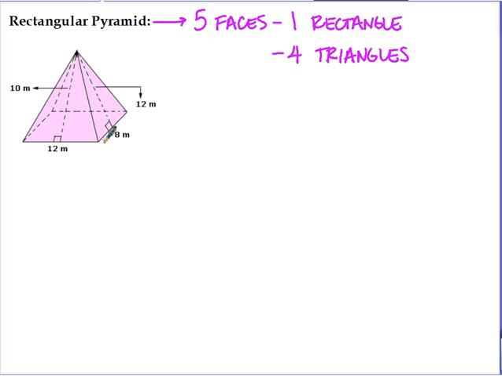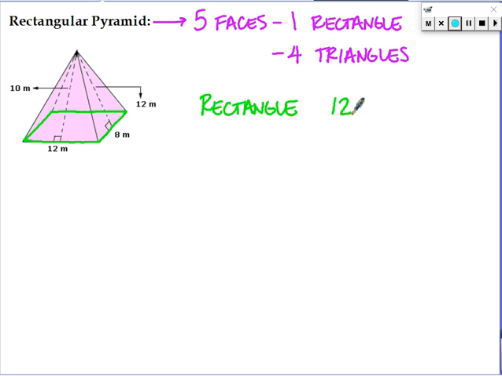But first I'll start with the rectangle, which is again the bottom here. So my area of this rectangle is length times width, so it's going to be 12 times 8 for a total of 96.